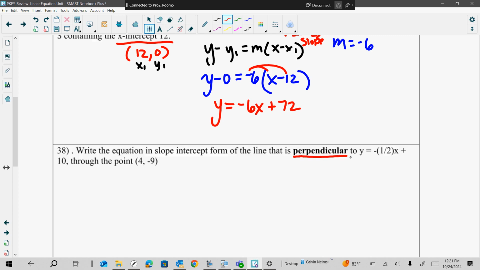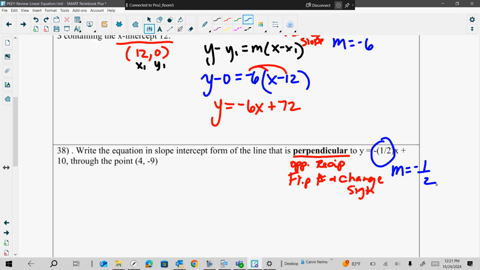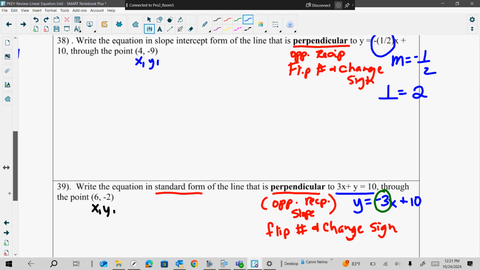If it's referring to perpendicular, remember that's an opposite reciprocal slope. So you have to flip the number and change the sign. The number here that they're referring to is that -1/2. That's the m. So the perpendicular would be a +2. And this is our x1 and y1. So it's the same steps, but you just got to make sure you're doing the opposite reciprocal slope.